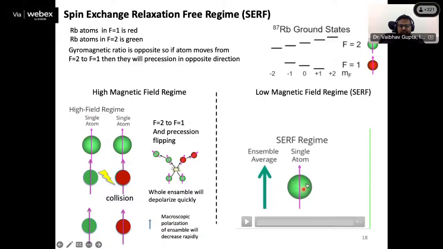Now let's say you are in this other regime where we use low magnetic field, or SERF regime. What happens in this regime? Let's say some atom which was sitting in F2 will now come back to F1 because of the collision. It will collide with another atom which is in F2, and then it will come into the F1 state. And that is the total polarization or total spin direction of the whole ensemble of rubidium atoms. It is something like this.